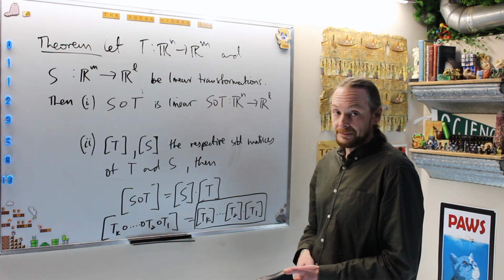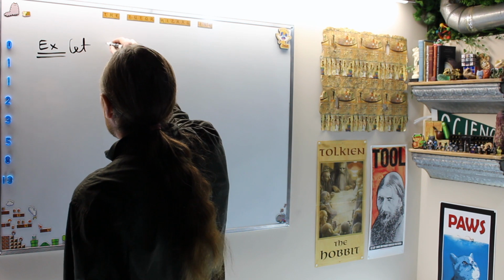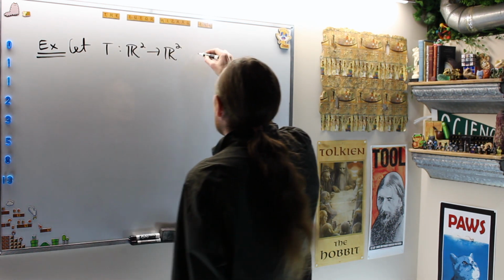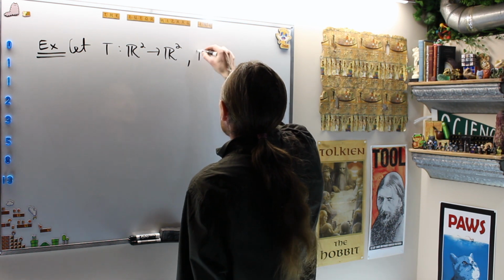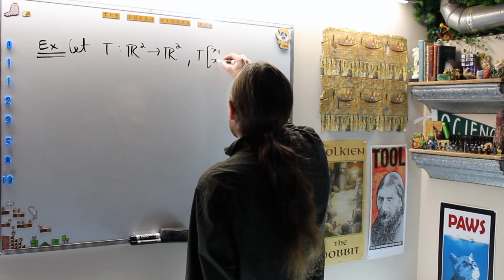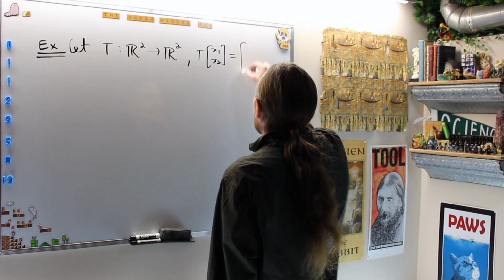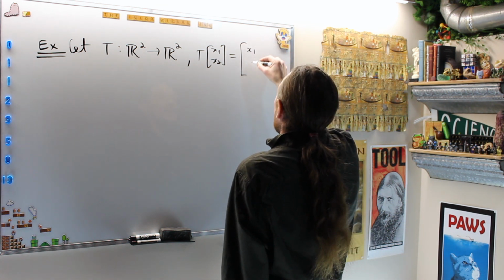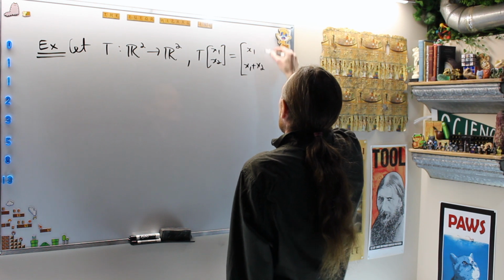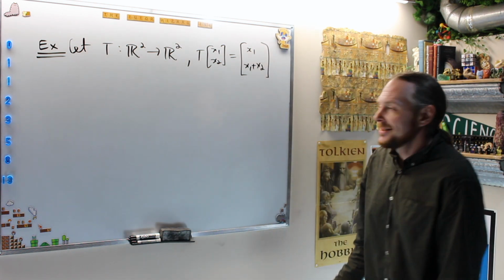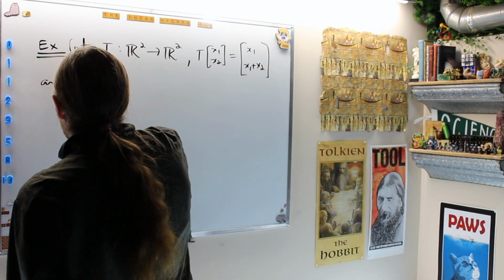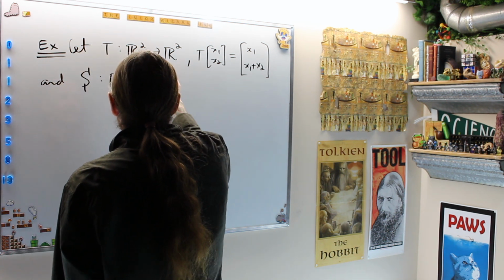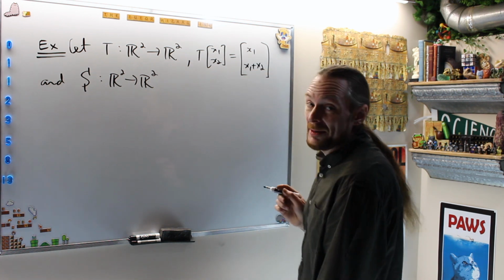Let's do an example. Let T from R2 to R2 be defined as T of x1, x2 equals x1 plus x2, the one we used last time. Let's be lazy. And then S be from R2 to R2, just like I promised. So two operators on the plane.